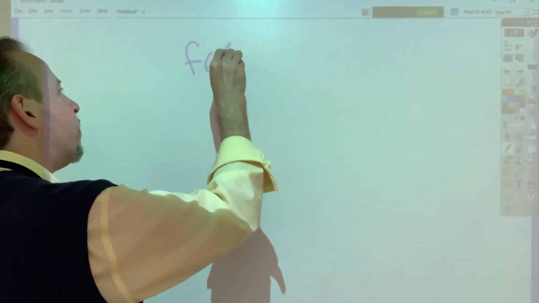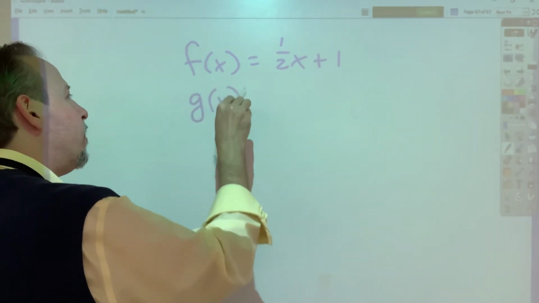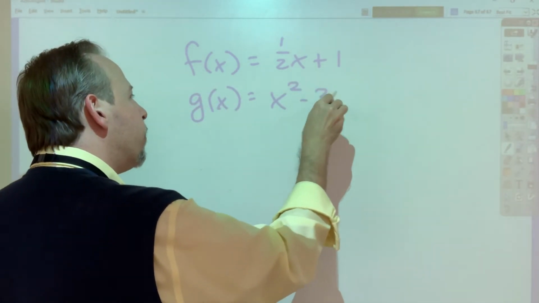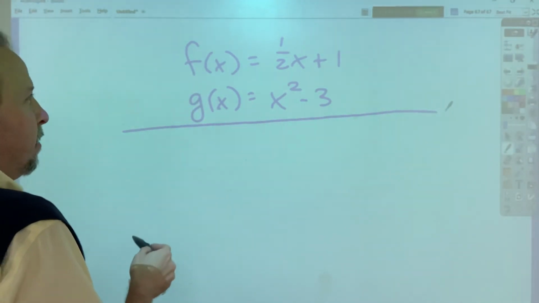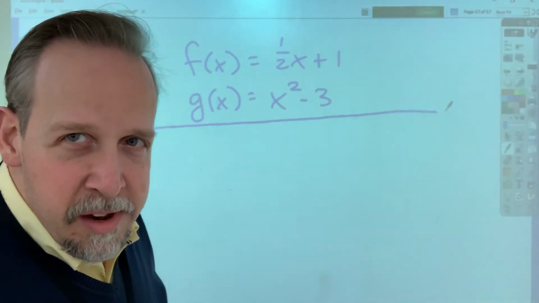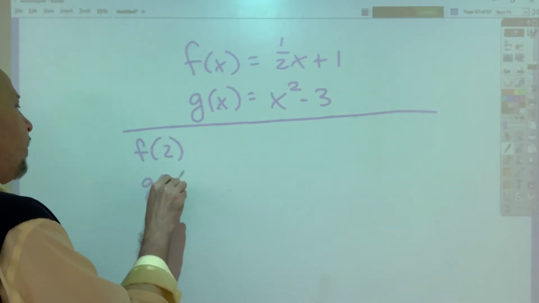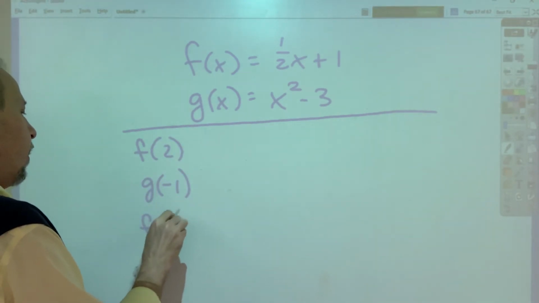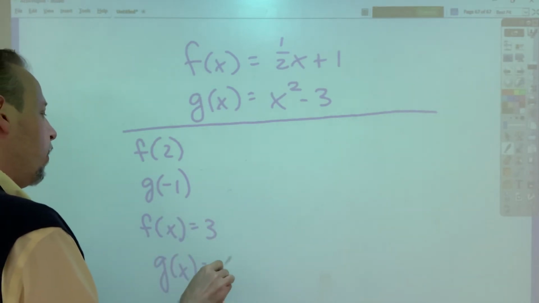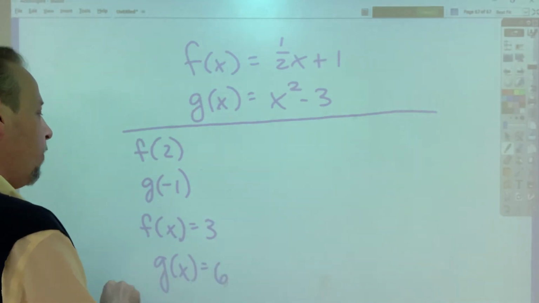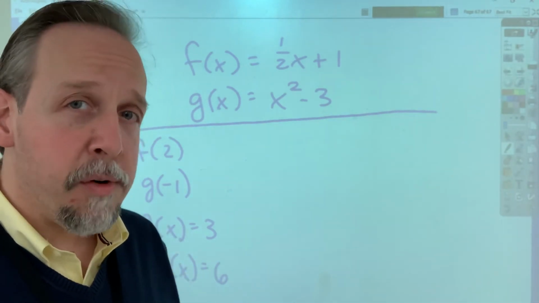Try another one here. I'll give you f of x equals half x plus 1, and I'll also give you a second function, g of x equals x squared minus 3. Now there's 2 functions. I'm going to give you, let's say, 4 questions, and we'll call it a day after we go over them. So let's say f of 2, g of negative 1, f of x equals 3, g of x equals 6. Okay, so there's 4 questions here.